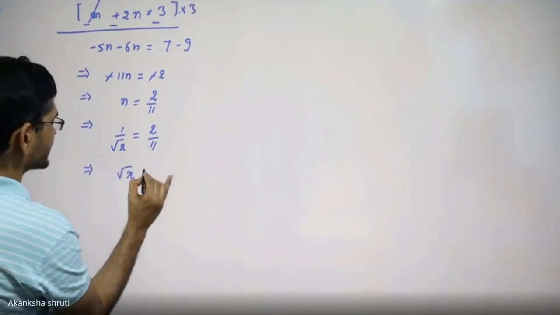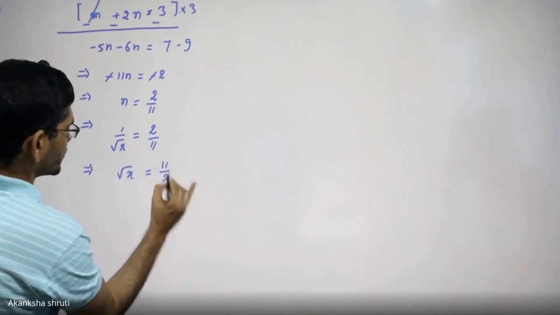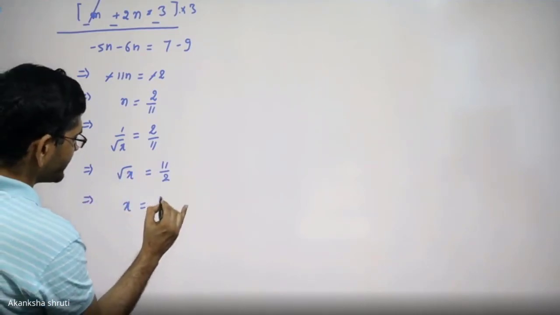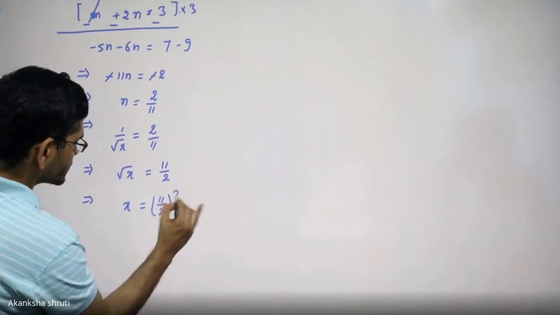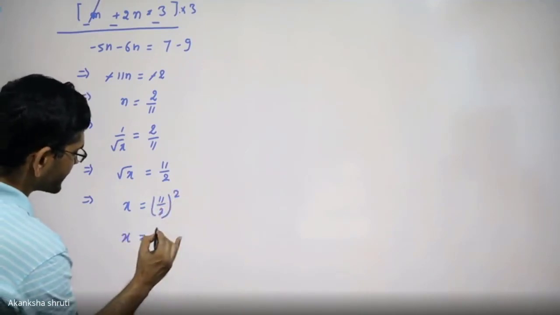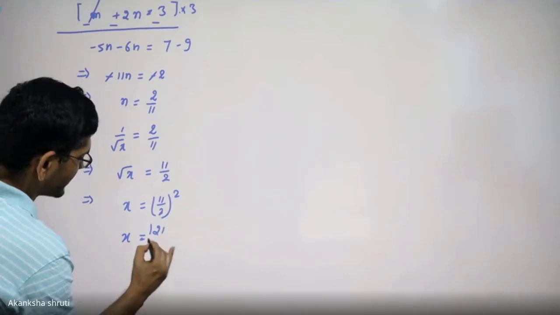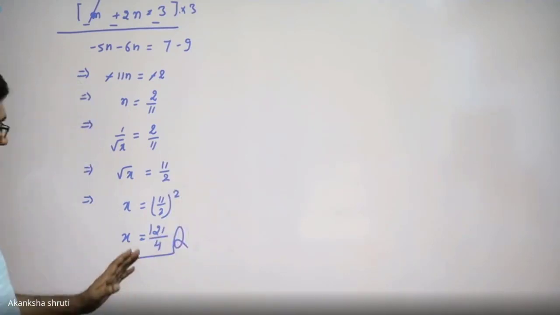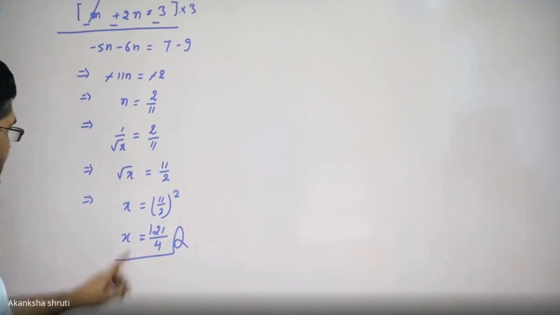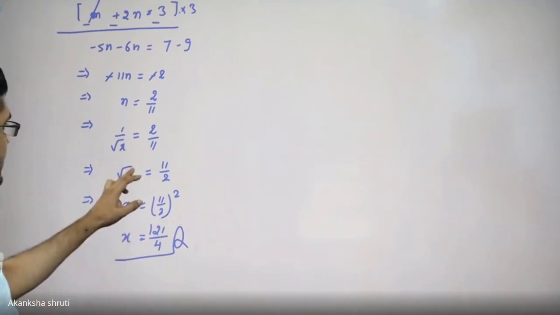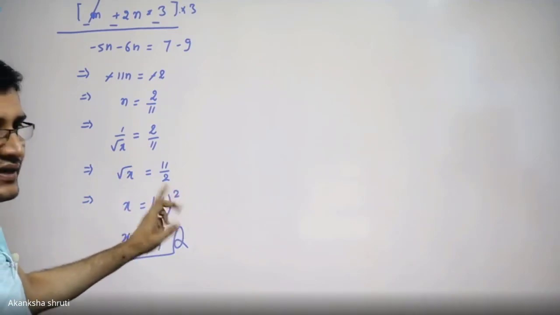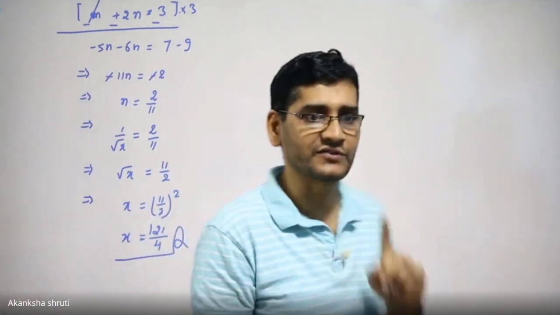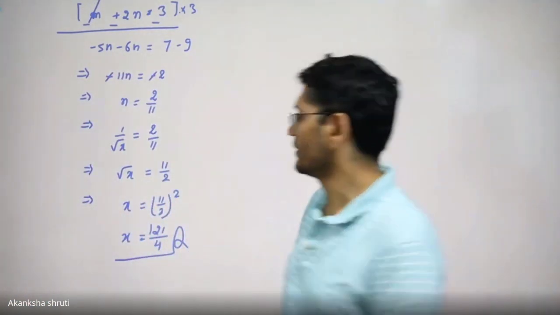Under root of x is equal to 11 by 2. For removing this square root, go for the squaring. It becomes 11 by 2 square. So x becomes 121 divided by 4. This is the answer. Okay, student? So this way x we have determined. Be careful while taking this under root. Lastly, you have to go for their squaring for getting the x, because the purpose is to get the x, not the x square, or not the m or n. This was one part.